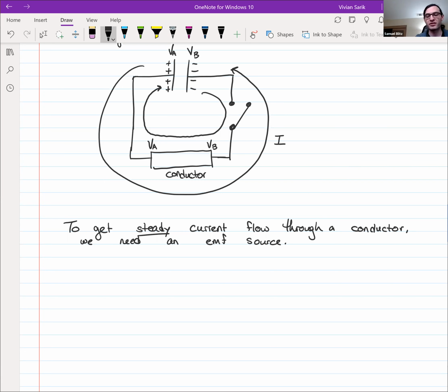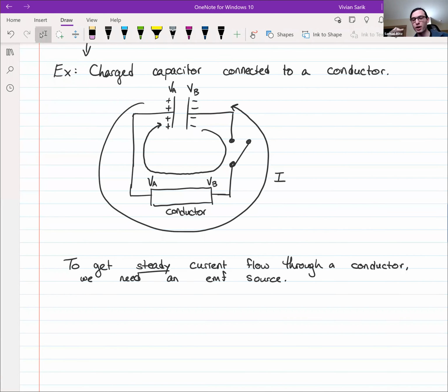If I had replaced this capacitor with an EMF source, it wouldn't matter how much current flowed through it, because the electrons would jump off one end, go through the conductor, and then re-enter the other end, and they would just pass through and gain more potential as they pass through. And it would just go forever. Obviously, that excess energy has to come from somewhere. In typical batteries, that energy comes from stored energy in the form of chemical reactions.